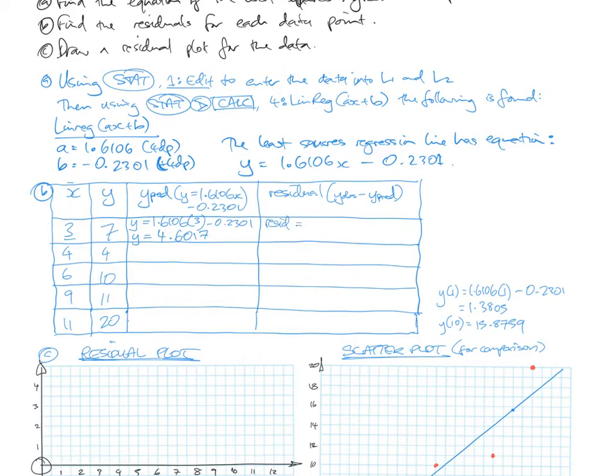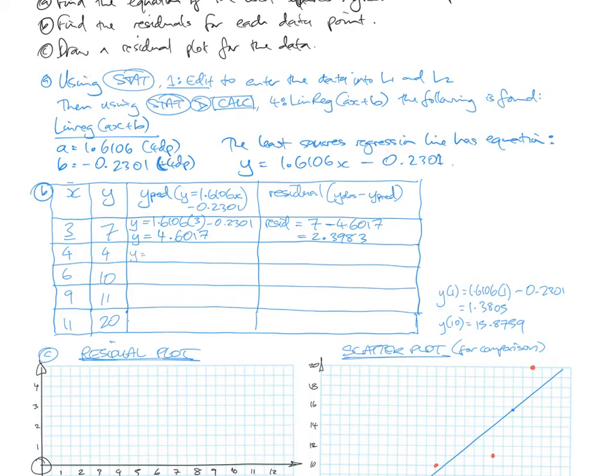Okay, that allows us to work out what the residual is. The residual is going to be the y observed, which was 7, the actual data point y value, minus the predicted, 4.6017. 7 minus 4.6017 comes to 2.3983. So that's our residual. Okay, so we need to go through and complete the table for the rest of it.